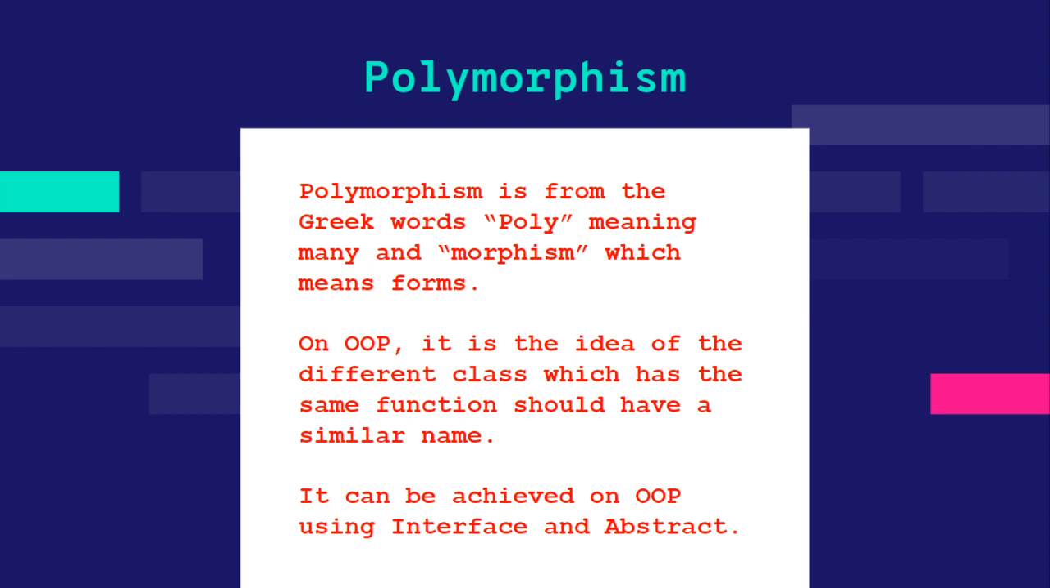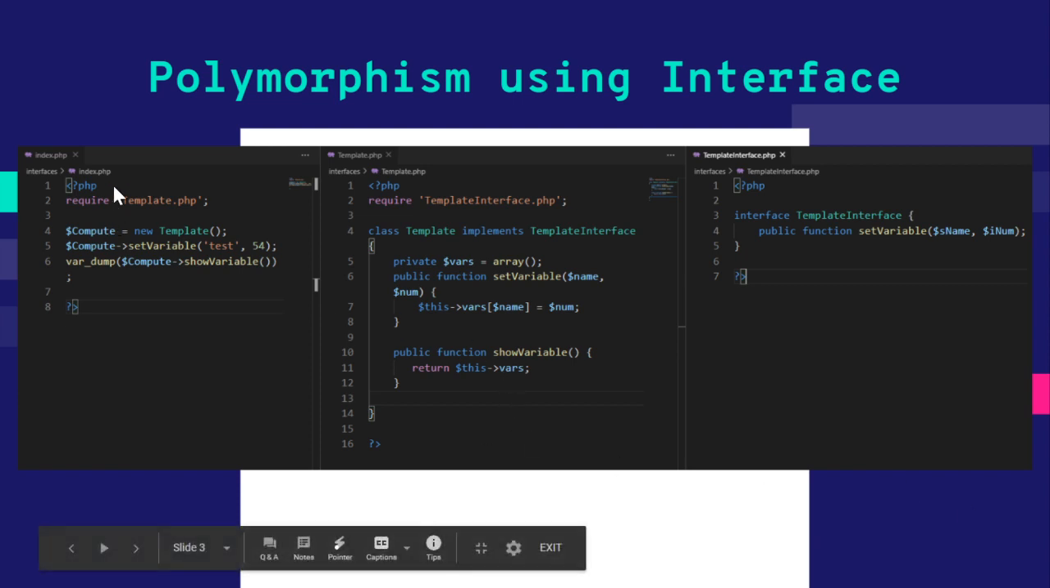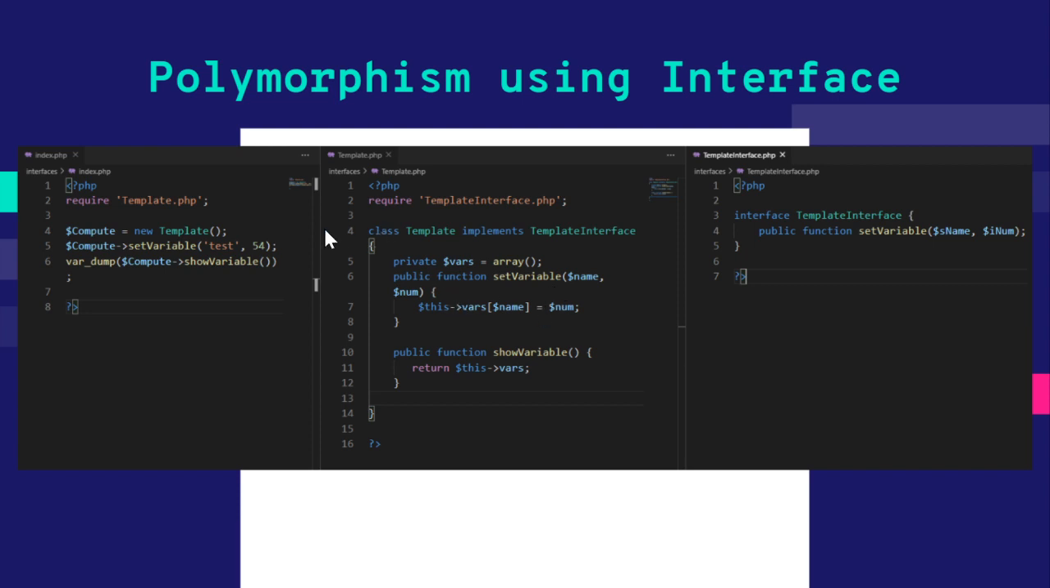So to show you the example, polymorphism using interface is this one. So we have the template interface. This is the interface. On the index we require the template.php. Template.php is this one. We have compute and new template. We declared another object for template, which is compute, and then on compute we call the set variable test, 54, and then we var_dump, meaning showing the variable value.